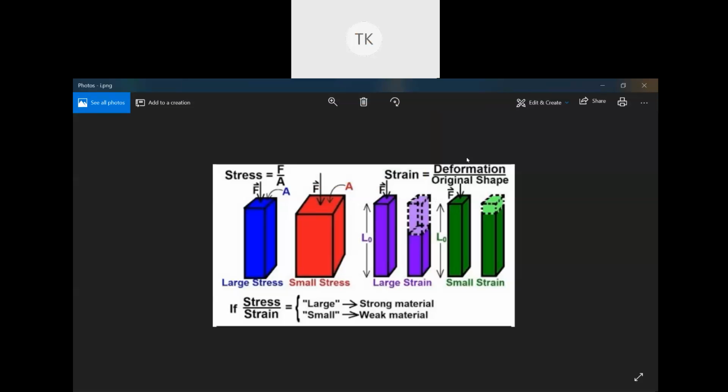Yes, sir. Okay. So ignore this small stress thing. I'm just telling you a basic example. Now look, what is strain? Strain is change in length divided by original length. That means deformation by original. Suppose this is L. Now you are applying some amount of force here, then the length will eventually reduce because of the application of the force.